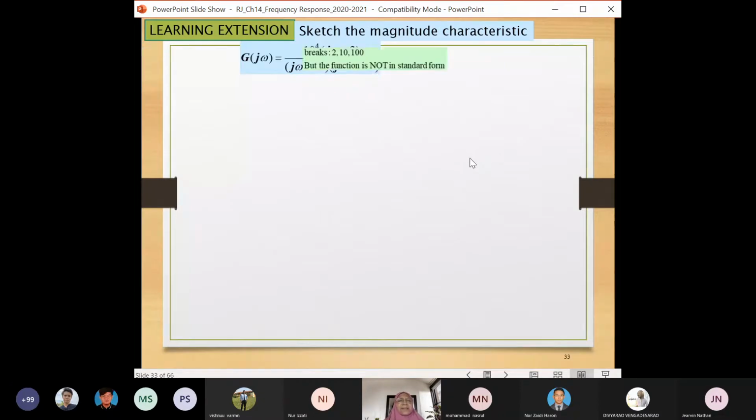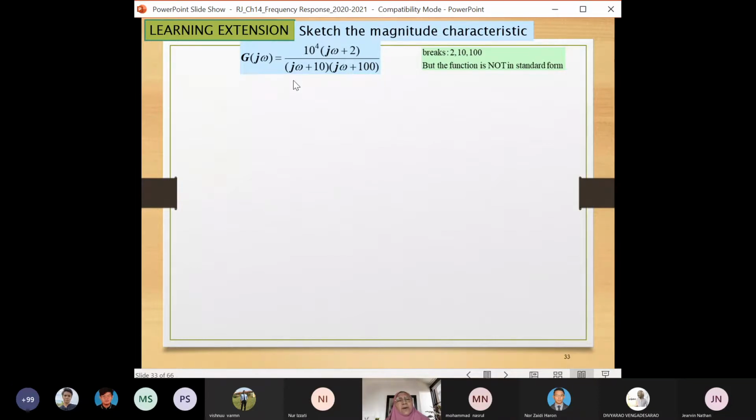Another example. Okay, I do a lot of examples so that you can see what is going on and how we can plot. Sketch the magnitude characteristics of a transfer function with G(jω) equals 10 to the power of 4 (jω + 10)(jω + 2), and in the bottom we have (jω + 10)(jω + 100).